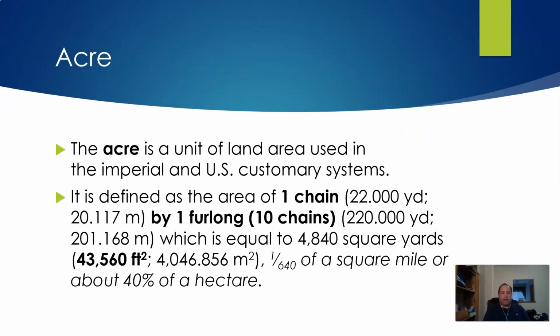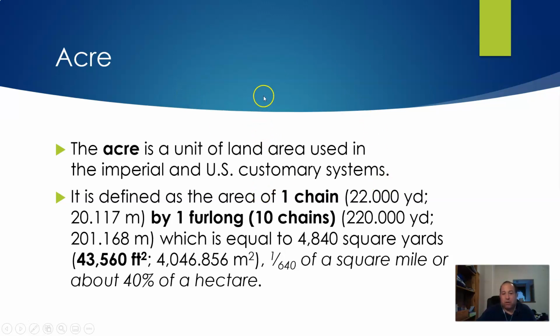An acre. An acre is a unit of land area used in the imperial and U.S. customary systems. It's defined as the area of one chain by 1 furlong. And so a furlong is 10 chains. So basically an acre is 10 chains by 1 chain. So whether you want to think about it, if I'm drawing it on the screen here as 10 chains by 1 chain, so that area would be an acre, or 1 chain by 10 chains, that was how they first came up with an acre.